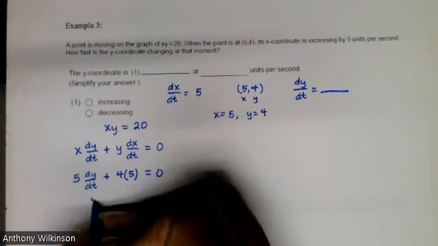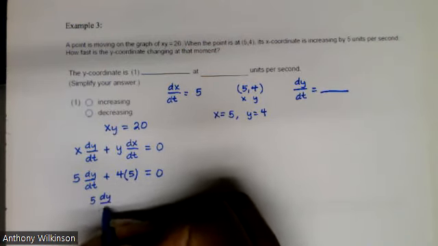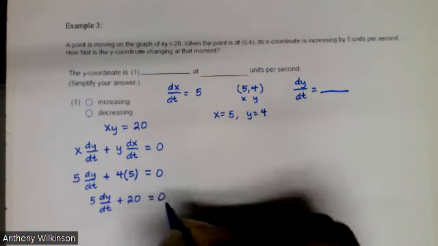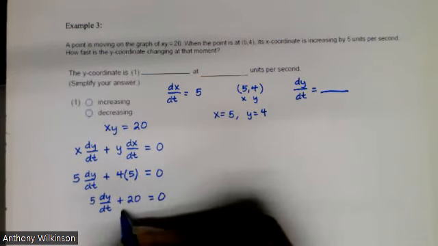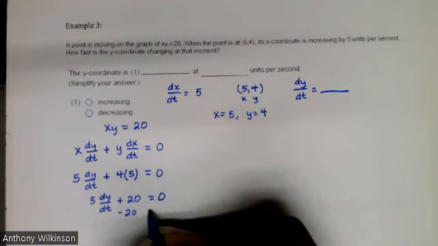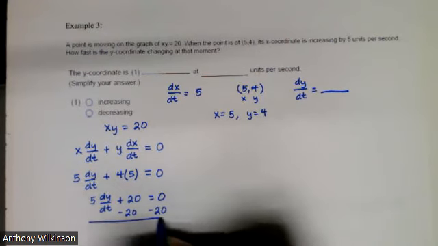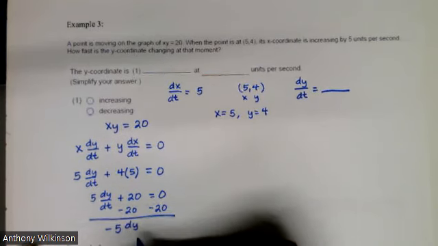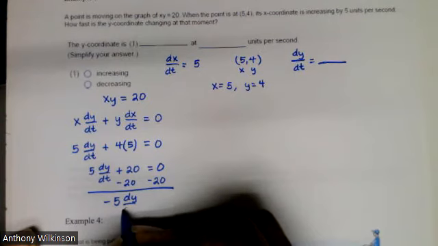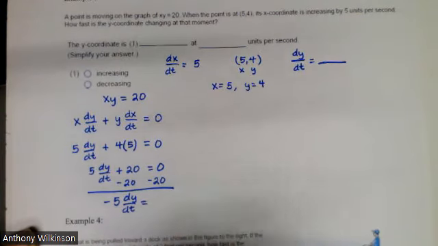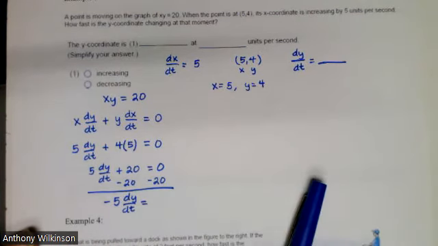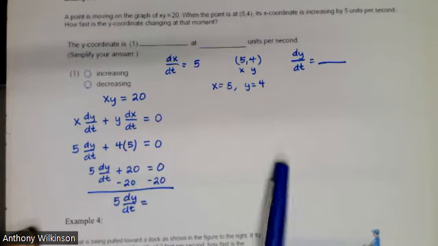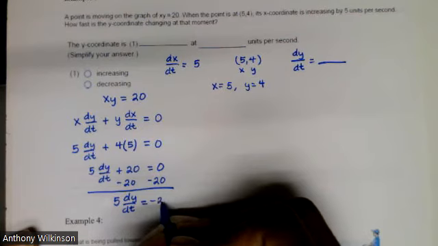So if I simplify this, this will be 5 dy/dt plus 20 is equal to 0. If I subtract 20 on both sides, I'm going to have 5 dy/dt is equal to negative 20.